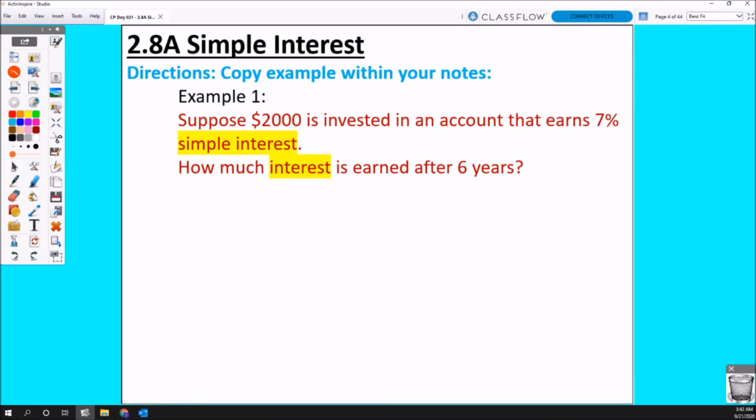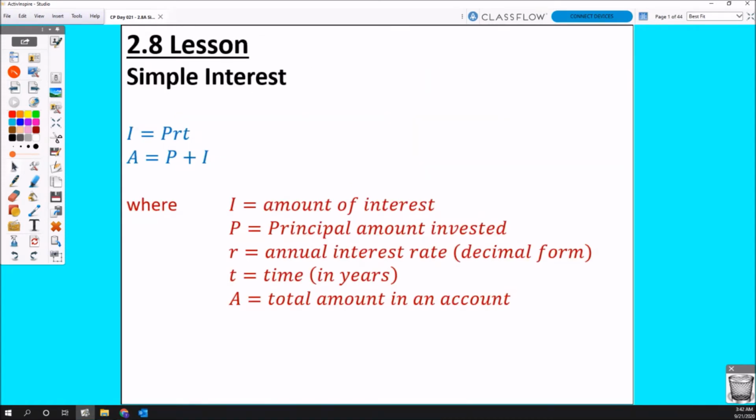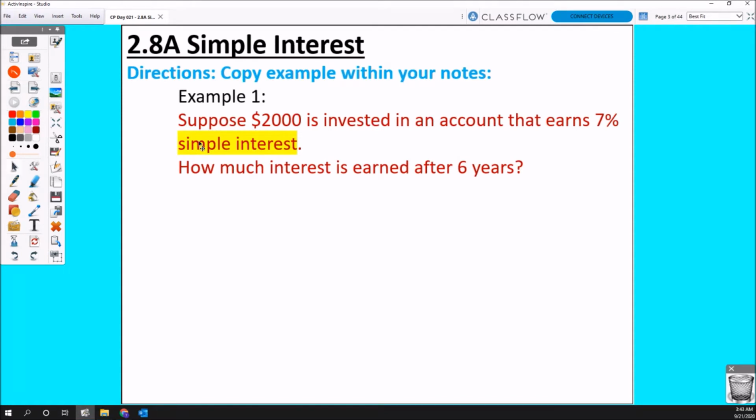Now, if I go back to the very beginning, we had two formulas, I equals PRT and A equals P plus I. As I stated before, we're only covering the first part, which is simple interest. So simple interest has these two formulas. When you see in the question that it says simple interest, you know which set you're going to be working on. And based on the question, interest, we're going to be using the first formula, which is I equals PRT.